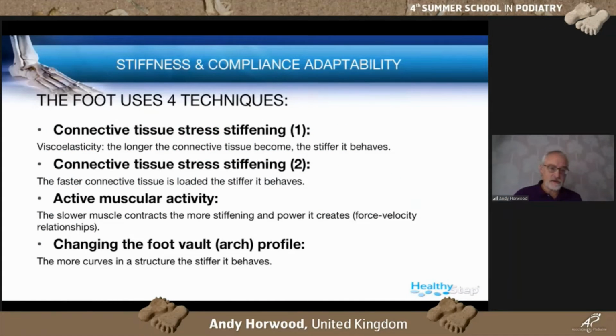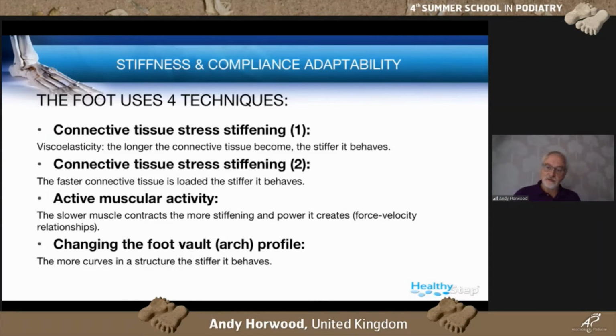Now, the foot uses 4 primary techniques to adjust its stiffness and compliance. The first 2 actually involve the behavior of connective tissue through their viscoelastic properties. These properties are stiffening through stress stiffening behavior, in that they become more stiff under increasing strain.